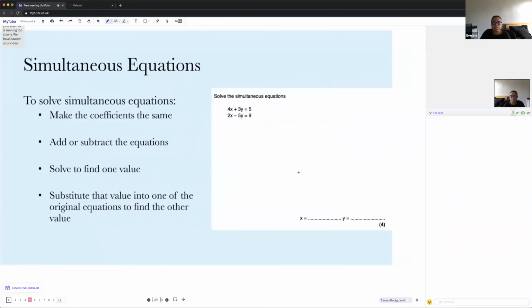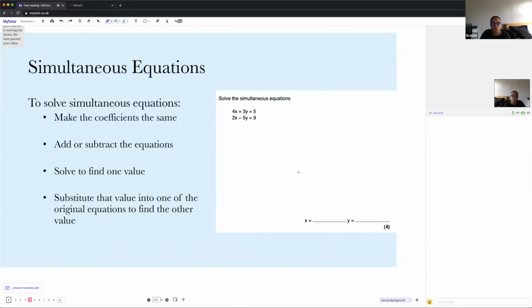Right. Simultaneous equations. To solve simultaneous equations, make the coefficients the same first. So remember, you want to look at the numbers that you're multiplying with x and the numbers you're multiplying with y. You want to make sure that those numbers are the same before you start to do anything else. Once you've made them the same, make sure that you add or subtract them to eliminate the letter. And then you solve to find either x or y, and then you substitute that value back into one of the original equations to get the other value.